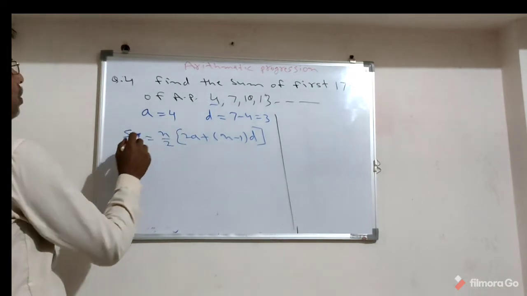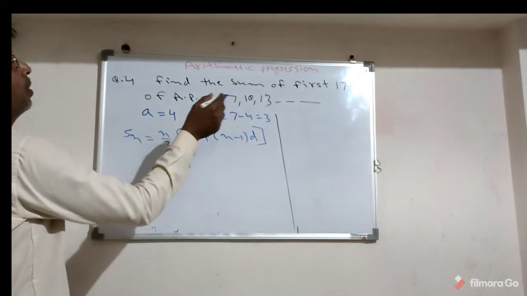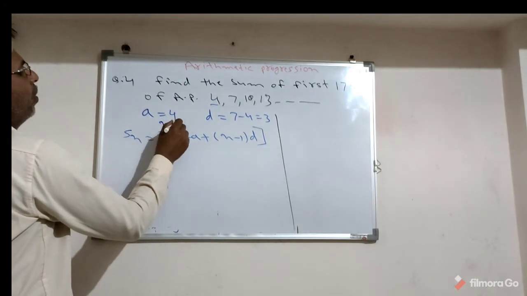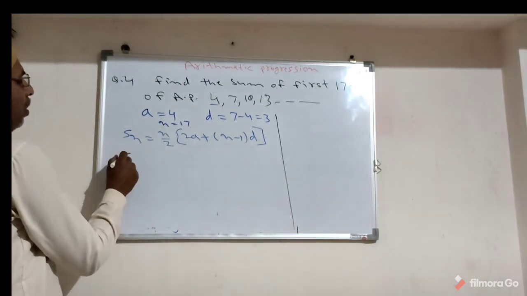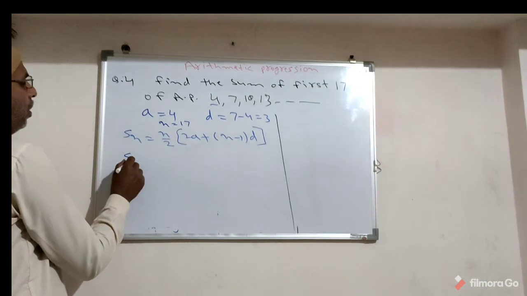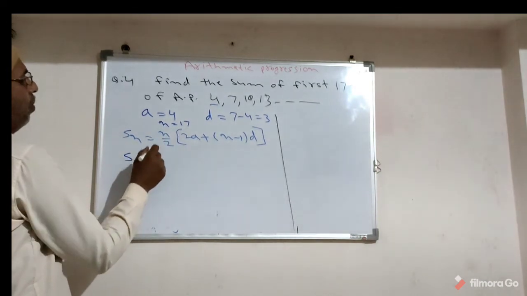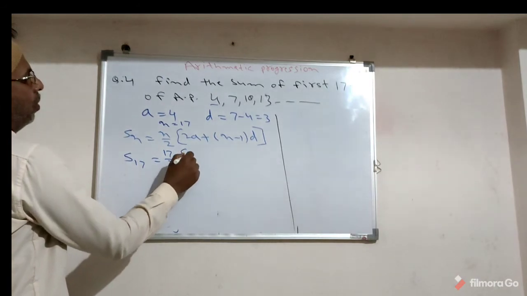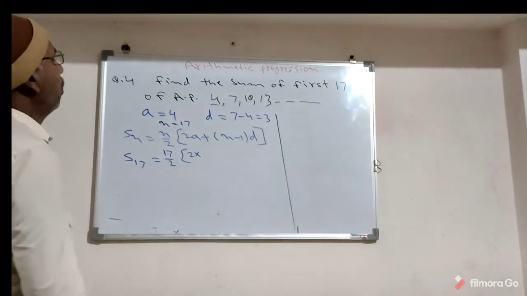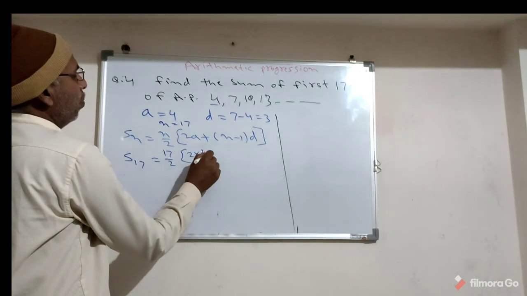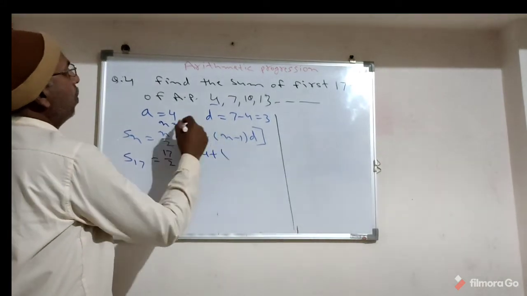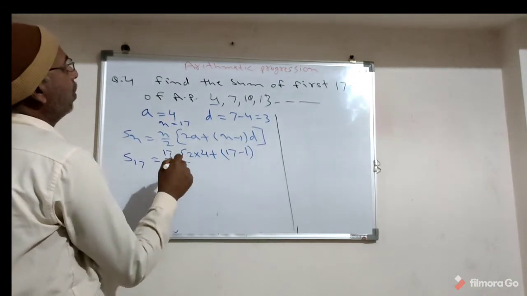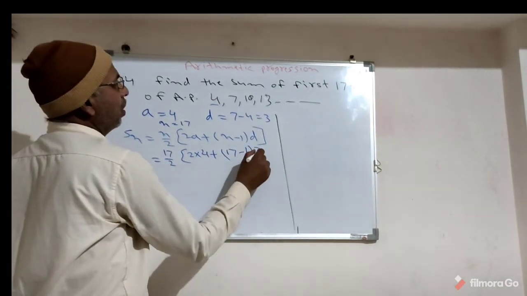Here we are given 17 terms. The value of n is also given, 17. So S17 equals n by 2, into the value of a, how much? 4, plus n minus 1, that is 17 minus 1, into the value of d, how much? 3.